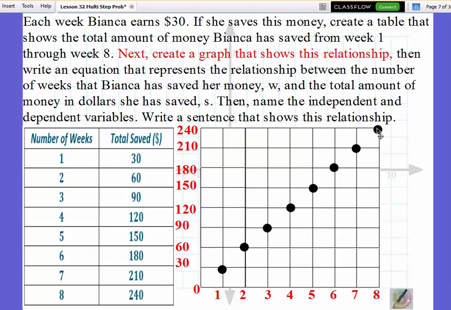And look, I have that nice straight line again. So now I'm ready to move on to the next part. I didn't have any issues setting this up, so I think I'm on the right track.